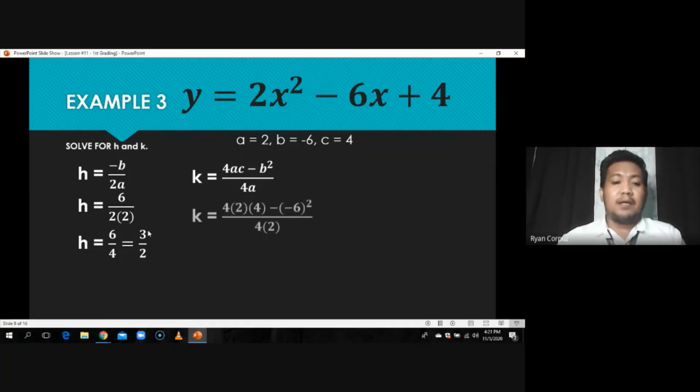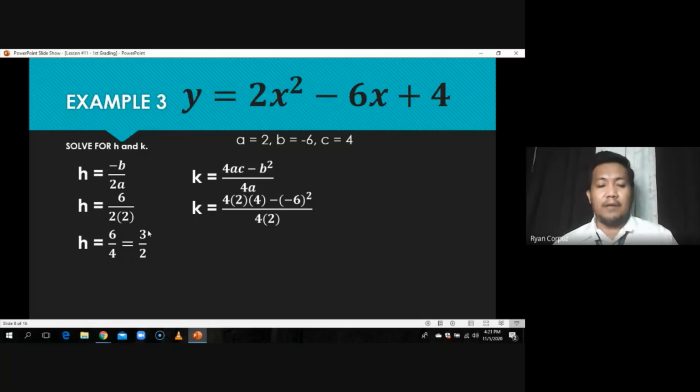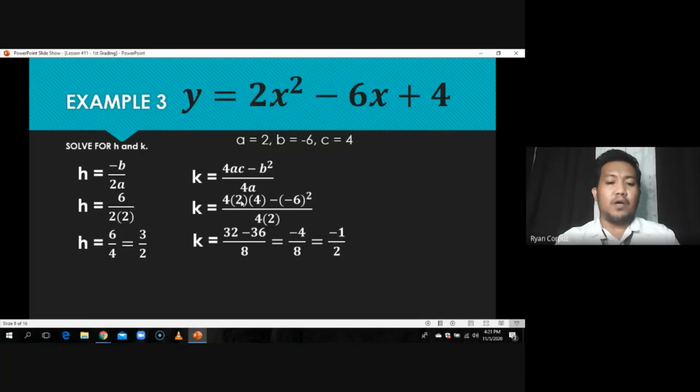Then, using the formula for finding k, substitute 4 times 2 times 4, the value of c, minus negative 6 squared, all over 4 times 2. Simplifying it, we have 4 times 2 is 8, times 4 is 32, minus negative 6 squared is 36, all over 8. Then 32 minus 36 is negative 4 all over 8. Then reducing it to lowest terms, we come up with negative 1 half. So that will come up with the vertex as 3 over 2, negative 1 half.